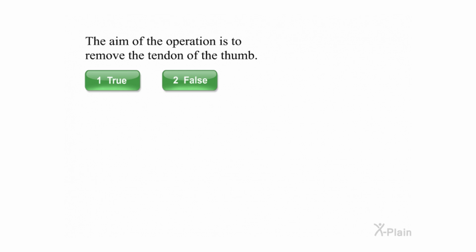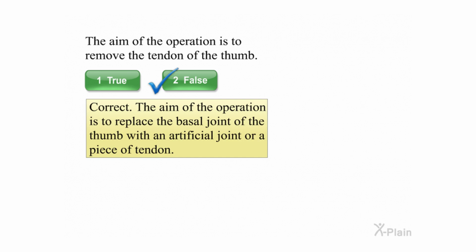The aim of the operation is to remove the tendon of the thumb. Select true or false. Correct. The aim of the operation is to replace the basal joint of the thumb with an artificial joint or a piece of tendon.